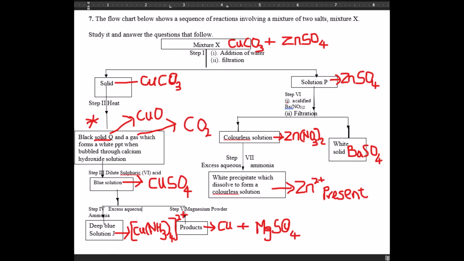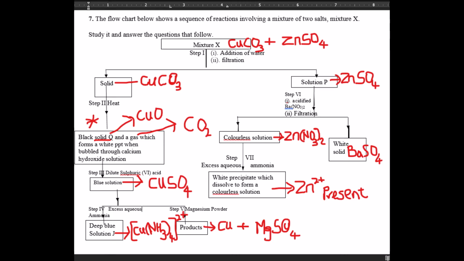Why do we conclude that this is zinc nitrate? Because you added barium nitrate, there must be a cation coming from solution P, and the cation coming out from solution P can be confirmed with step 7, because when you add aqueous ammonia to a solution containing metal ions, there is a white precipitate which dissolves in excess aqueous ammonia. That automatically is zinc 2 ions. If it is zinc 2 ions that were present, it means these zinc 2 ions must have come all the way from the mixture X.